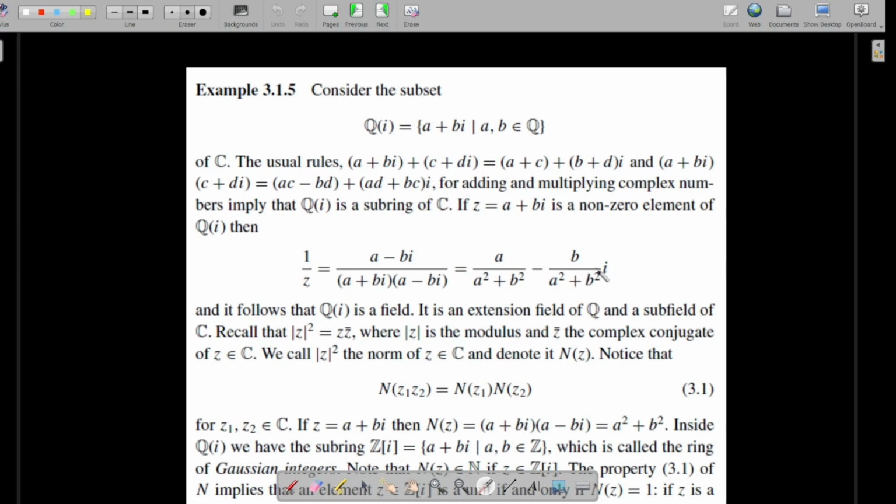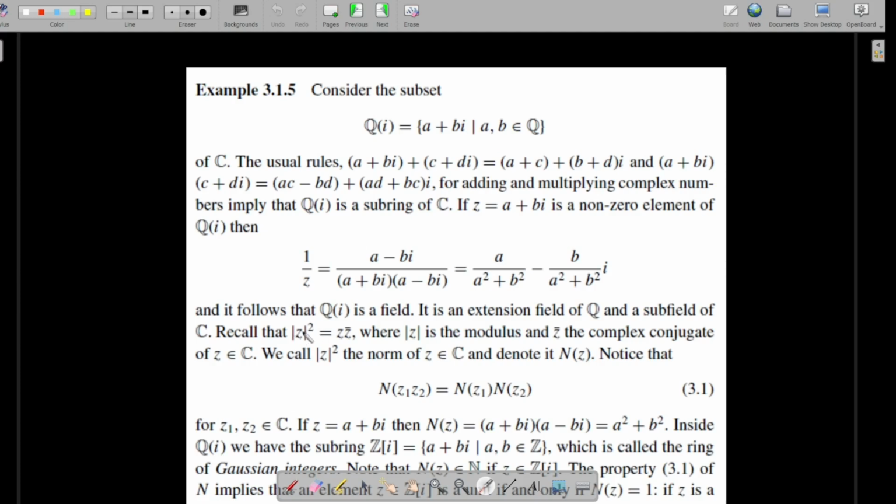This a/(a² + b²) and minus b/(a² + b²) also belong to Q. Therefore, this element 1/z belongs to Q(i). And it follows that Q(i) is a field, because if you take any non-zero element in Q(i), it has an inverse like this, which belongs to Q(i). Therefore, Q(i) is a field, and it is an extension of Q and a subfield of C. Q is actually a subset of this Q(i), so you can extend Q to Q(i). Then Q(i) is a subfield of the set of all complex numbers.